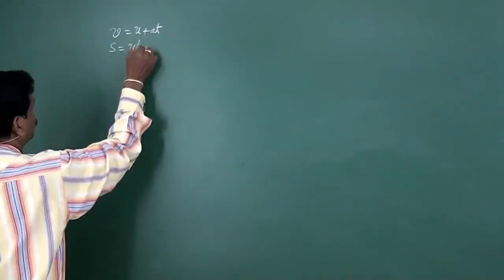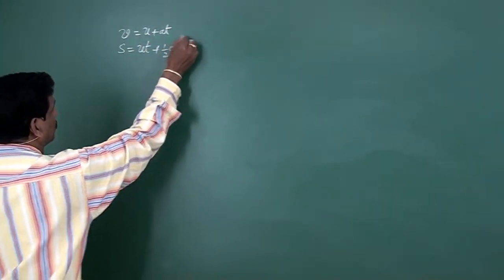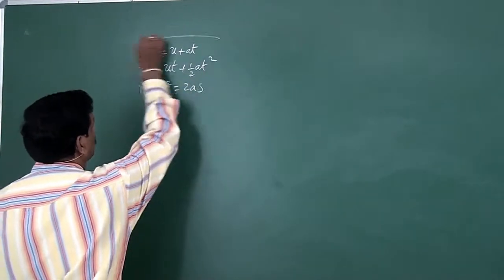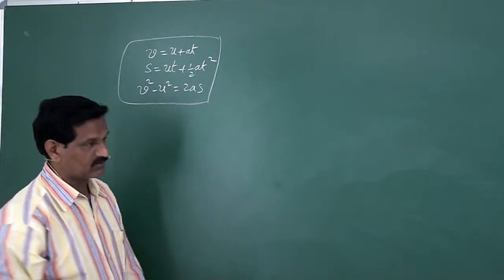And here these problems are based on the kinematic equations. We have kinematic equations. V is equal to u plus at. S is equal to ut plus half at square. V square minus u square equal to 2as. And these are called kinematic equations.